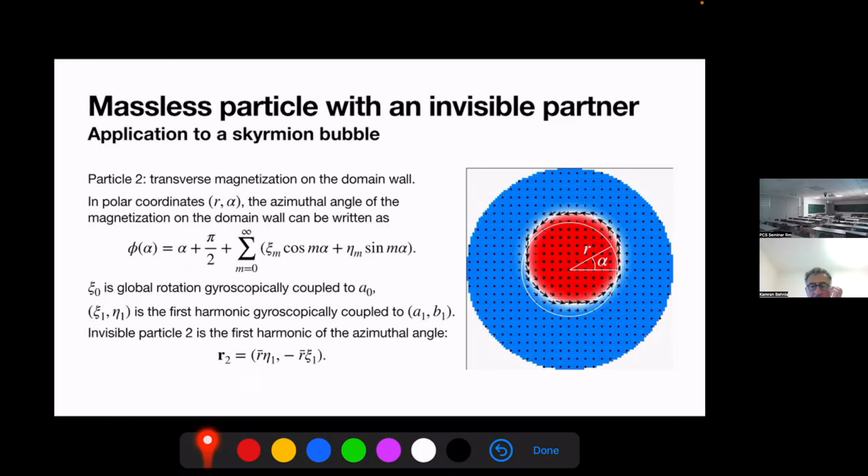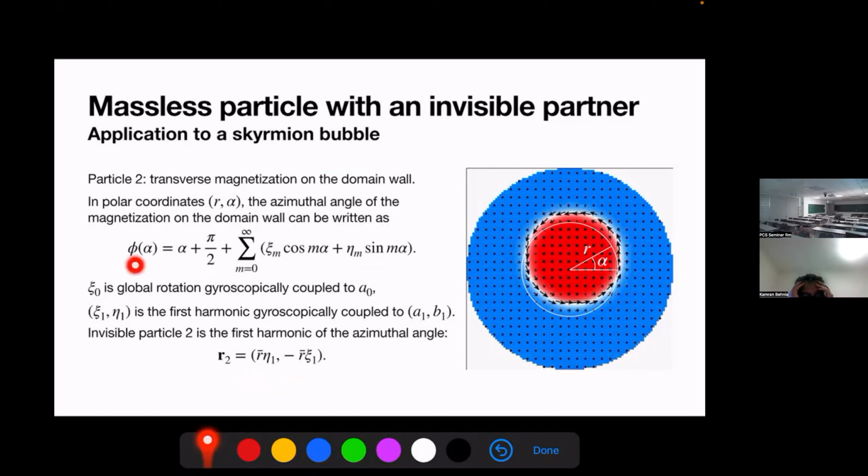The invisible particle corresponds to the transverse magnetization that lives on the boundary of the red domain, or on the white domain wall. So you can see that right now the magnetization on the domain wall is more or less parallel to the domain wall, but it need not be the case. In fact, it can deviate from that.